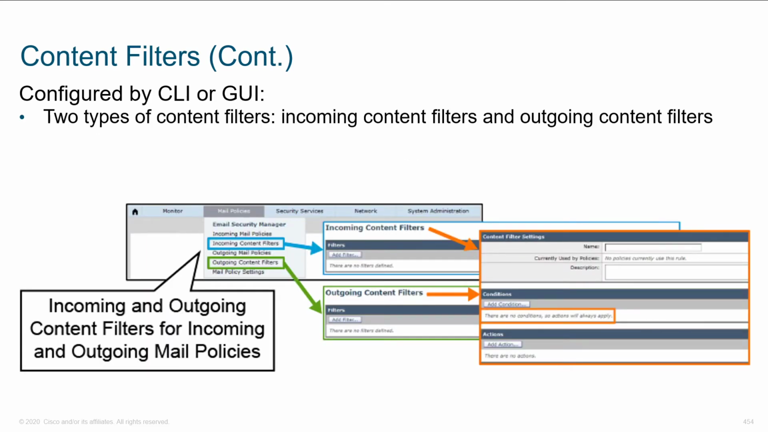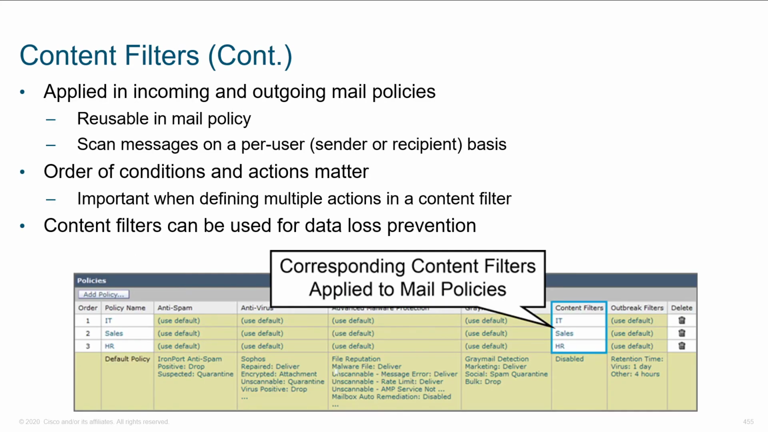So content filters are going to be typically configured through the GUI. Realize that if necessary, you can jump into the CLI. This is always a nice backup plan, but it's typically not my first approach to doing policy administration. Two types of content filters. We've got incoming content filters for email that we receive, and then of course outgoing content filters for emails that we're passing to other parties.